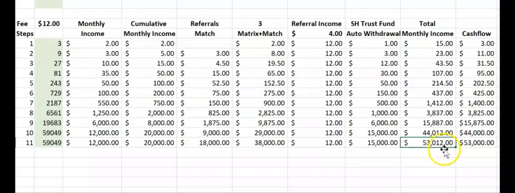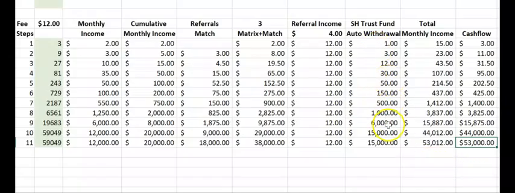$53,012, and that $12 pays for your next month in the Sharehope Powerline plan. So you have a net cash flow into you of over $53,000 a month with just 3 referrals in the plan.